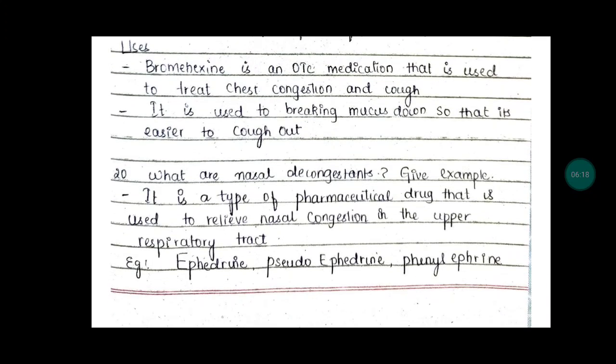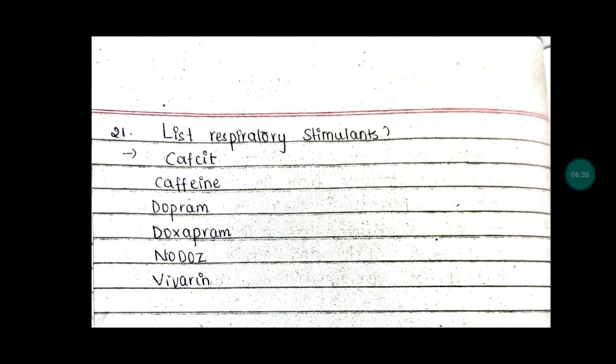Question number 20, what are nasal decongestants? Give example. Nasal decongestants are pharmaceutical drugs used to relieve nasal congestion in the upper respiratory tract. Examples: ephedrine, pseudoephedrine and phenylephrine. Question number 21, list the respiratory stimulants: caffeine, doxapram, NoDoz and Vivarin are the examples for respiratory stimulants.